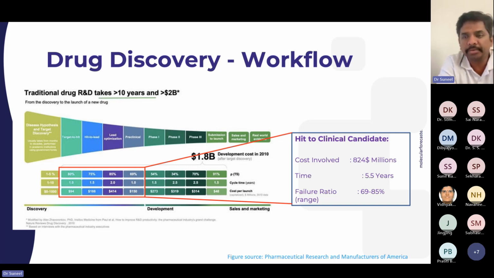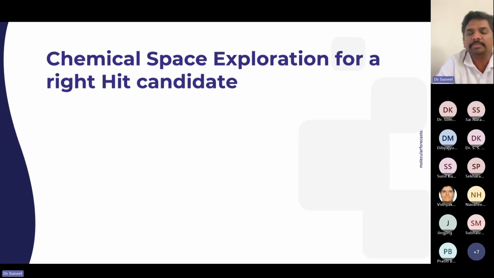And if you want to reduce the cost and the time it takes to design a molecule and launch it into clinical trials, this is the best stage where we can reduce the timelines and cost as well as the failure ratio. So how? Are there any examples? Let's see some of these stages. Okay.